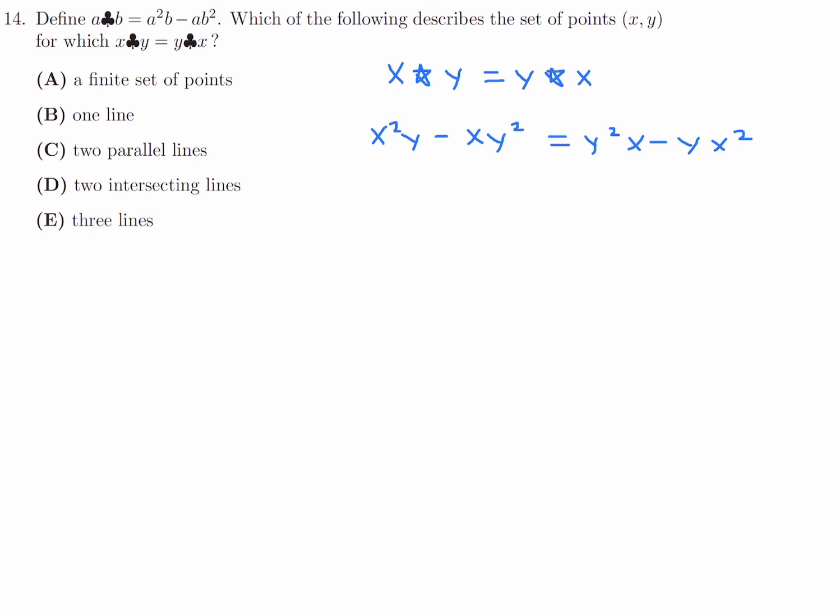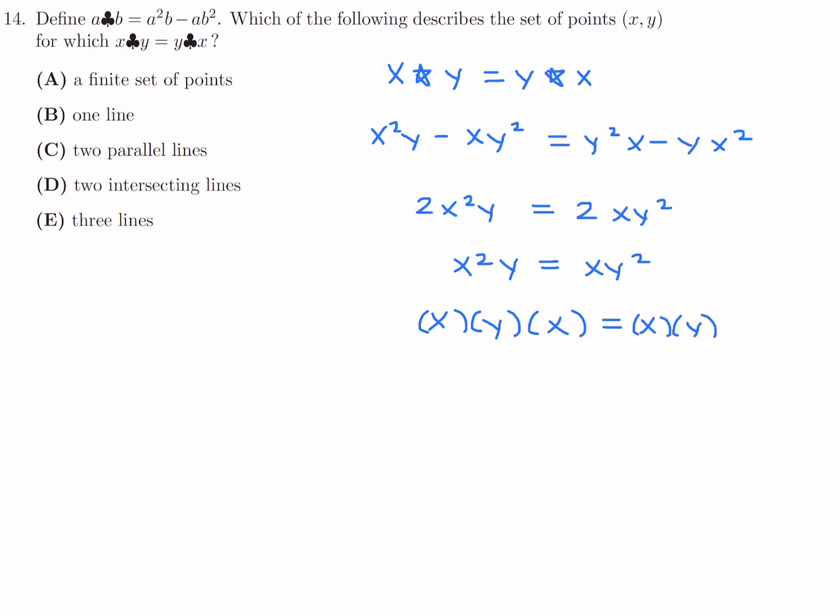Combining like terms, it would be 2x squared y, and on this side it would be 2xy squared. Okay, divide through by 2, and I'll be just having x squared y and xy squared. Factor out an xy on both sides, and you will have on this side just an x, and on this side you will have a y. Okay, very interesting here.